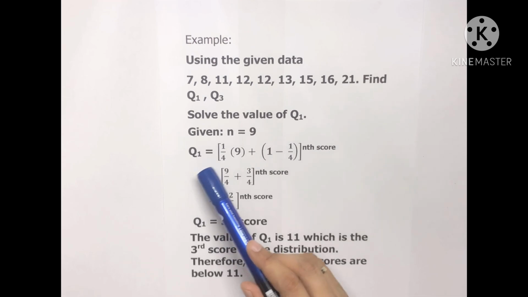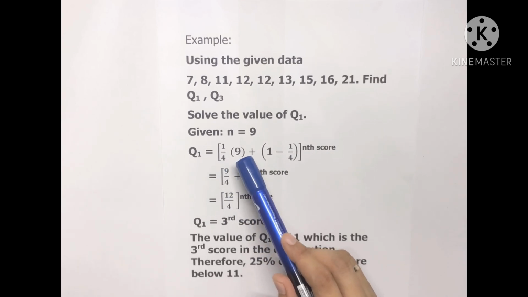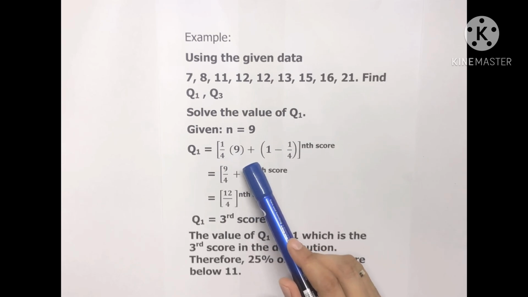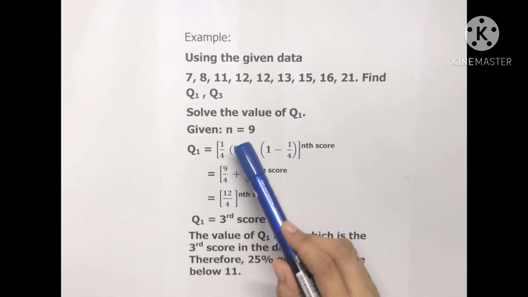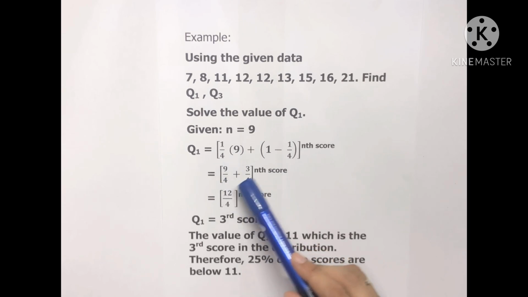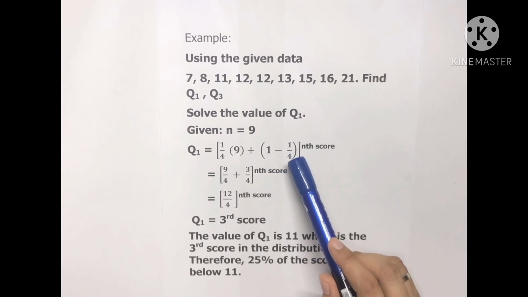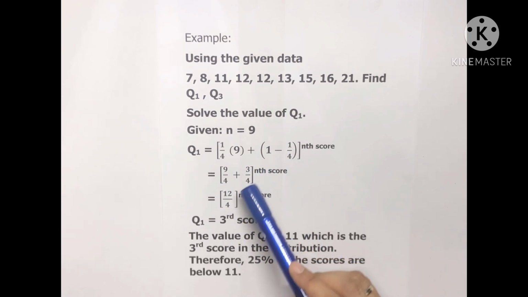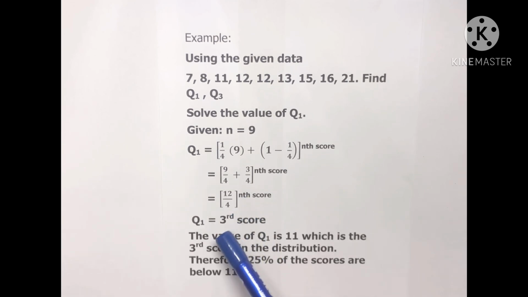So to get your Q sub 1, we have 1 over 4 times 9 plus 1, nth score, since your n here is 9. Okay, you have to substitute your n with 9. So we have 1 times 9 is 9 over 4 times 10 total, and so the result is 12 over 4. So 12 divided by 4 is equal to 3. So Q sub 1 is equal to the third score.